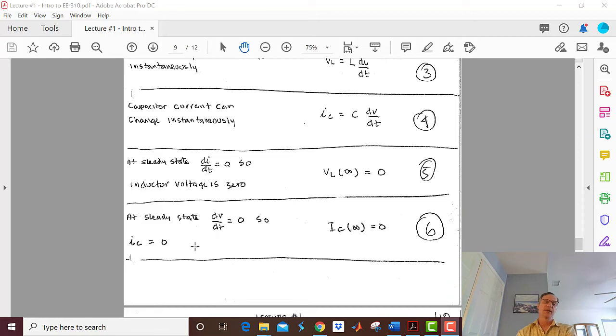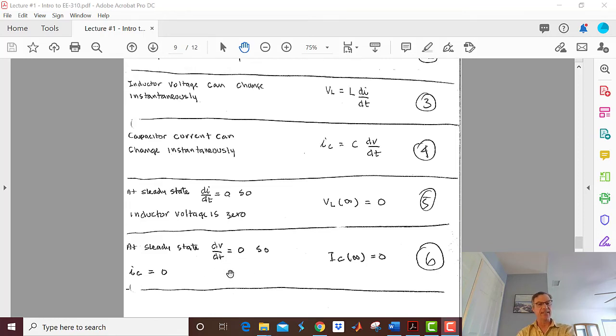Our last rule, at steady state, since d anything dt is equal to zero, the current in the capacitor is equal to zero. Let's go back to our basic equation. It's right here. If dv dt is zero, then of course ic equals zero. So when we look at a capacitor at steady state, it will have no current through it. I know some of you like to draw that by showing the little terminals going down and then going nowhere. And that's totally cool. That totally works. But I want this to be so deeply ingrained that you don't even need to do that. You look at that capacitor, you jump to the rules, and you apply it.